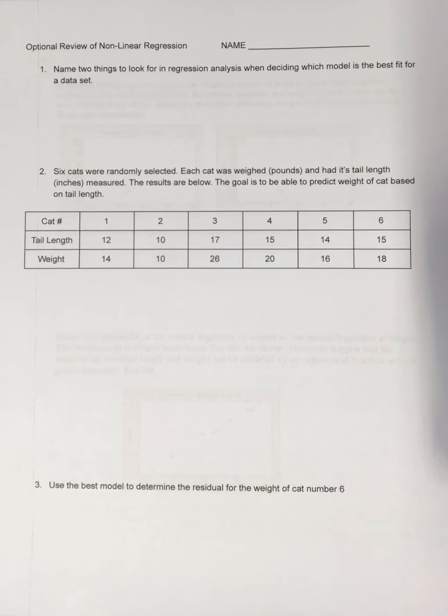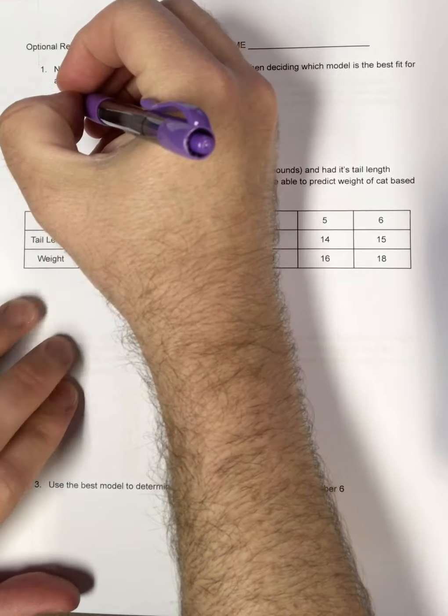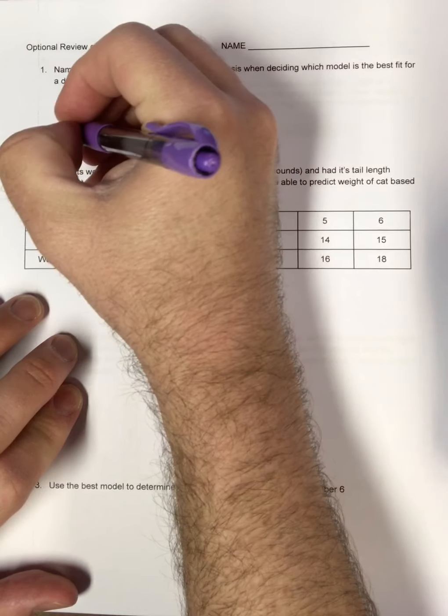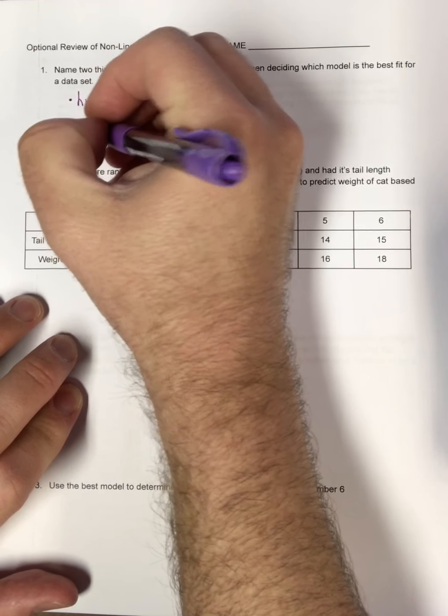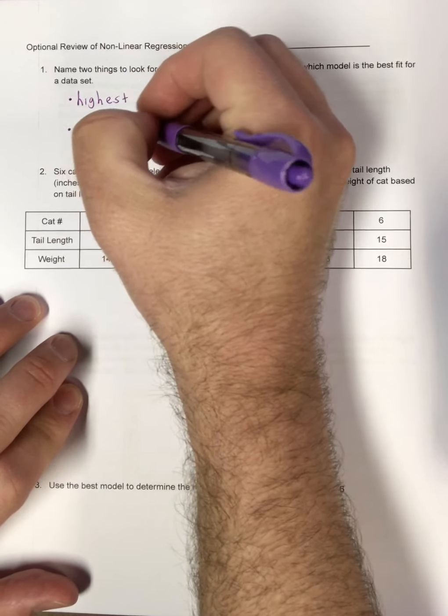The first one: name 2 things to look for in regression when deciding which model is best. That would be the highest R-squared value, the highest coefficient of determination, and a residual plot with no clear pattern. So you want to have no U-shape or anything like that.